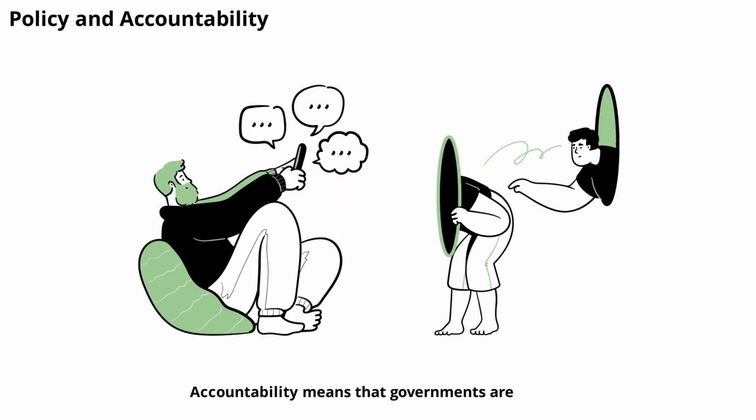Accountability means that governments are responsible for their actions and decisions. Policies should include mechanisms for transparency and oversight. This might involve regular reporting, audits, or independent reviews. Accountability helps build trust between the government and the public, ensuring that policies are implemented fairly and effectively.